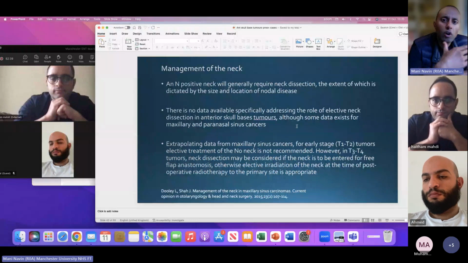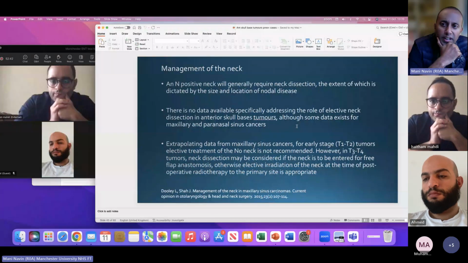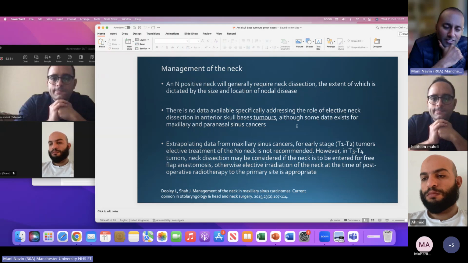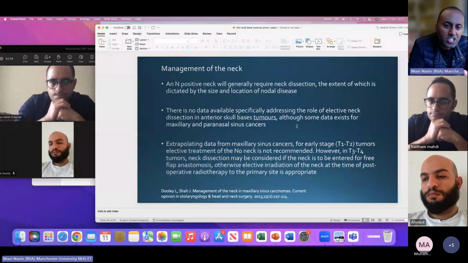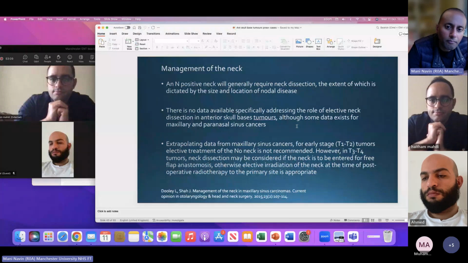The neck, obviously, if you've got N-positive disease, you need to do a neck dissection. If it's an N0 neck, there's very limited data as to what to do. You can extrapolate data from the maxillary sinus tumors, which show that for early stage tumors, you wouldn't generally dissect the neck, but in more advanced stage tumors, which by definition these are, you would tend to do a neck dissection if you're doing a free flap. So in the majority of cases, if you're doing a big resection with a free flap, you do a neck dissection as well.